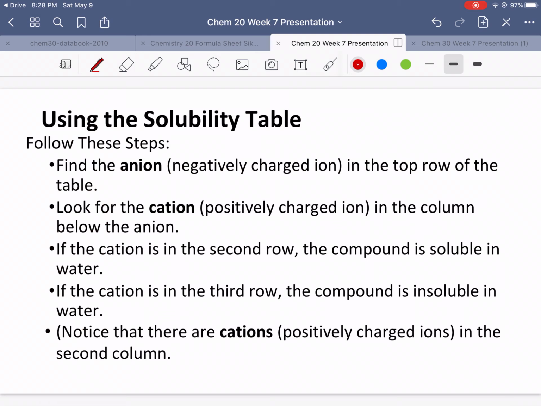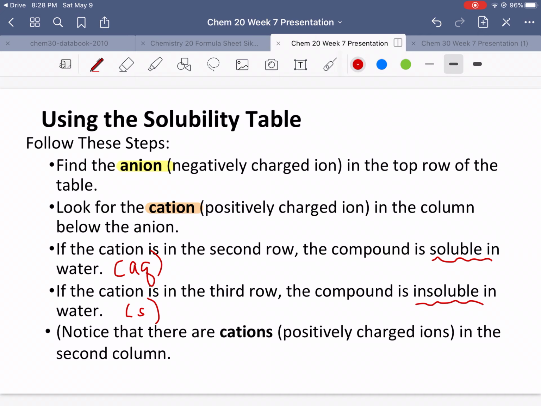So like I said, step 1, expect to look for the anion to start, right? That negatively charged ion. Now, generally speaking then, after you've looked for the anion, you look below for the cation that it's paired with, the positively charged ion. Like I just said, if you're in the second row, it's going to be highly soluble. And if it is highly soluble, we're saying that you will write it as aqueous. Aqueous literally means that the solvent is water. Vice versa, if the cation ends up being in that third row, the compound is what we say is insoluble, which means it will be a precipitate and solid.